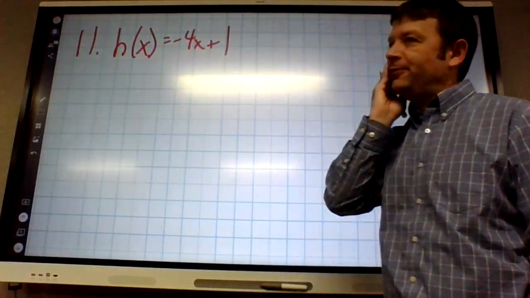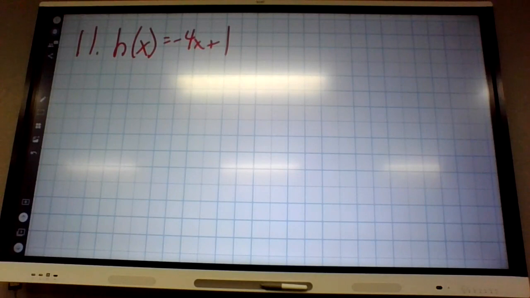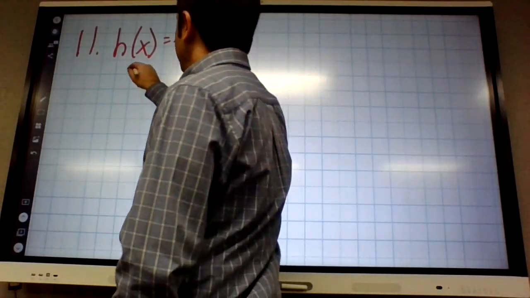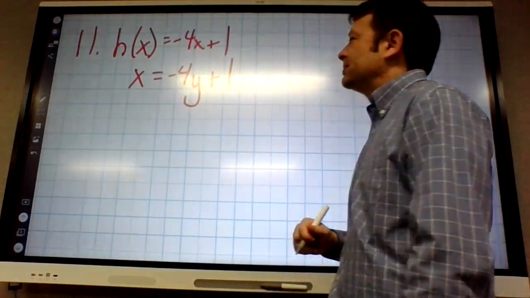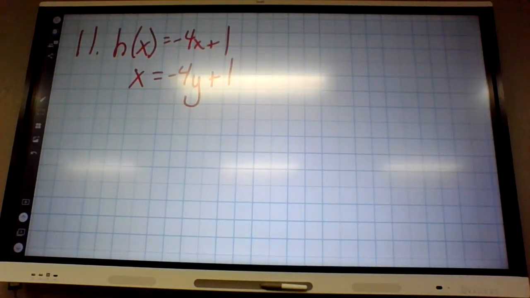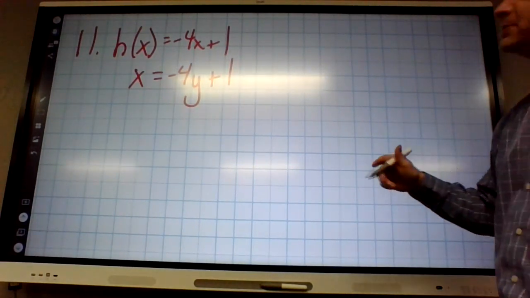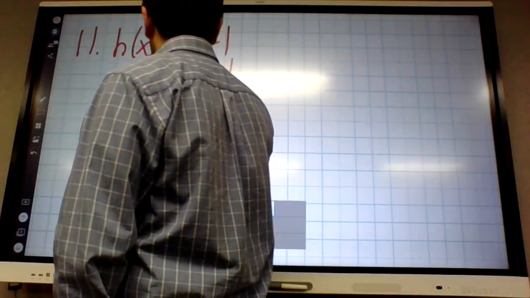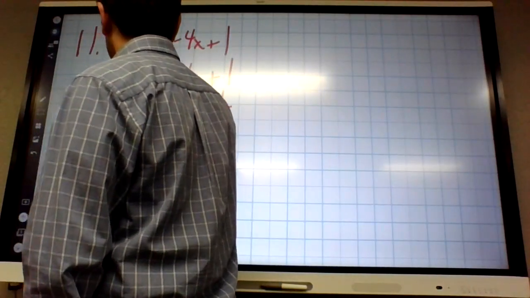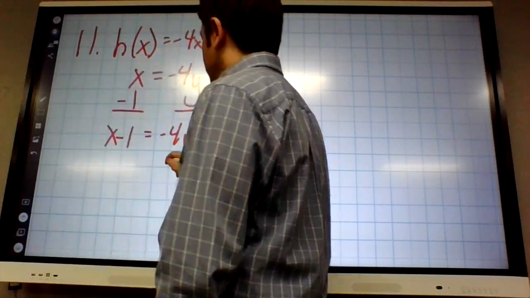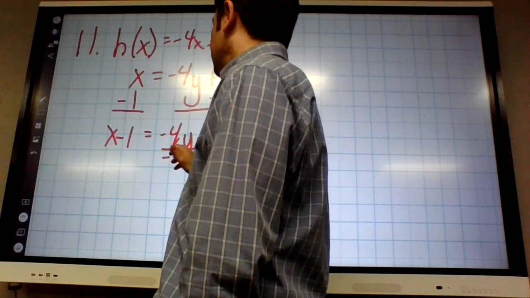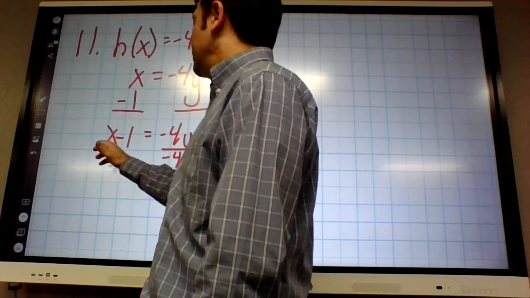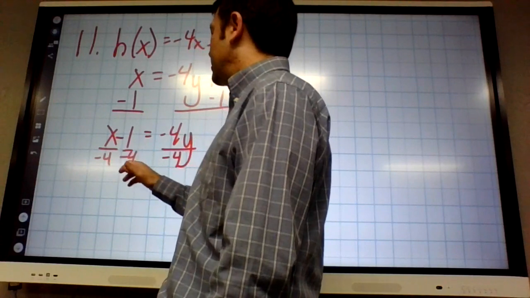Alright, so how do I find the rule? The inverse. Swap the x and y. So x equals negative 4y plus 1. Subtract 1 to get y by itself. Then divide by negative 4. I'll put it like that.